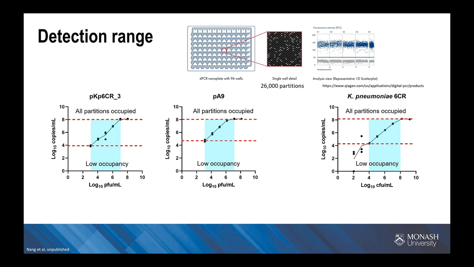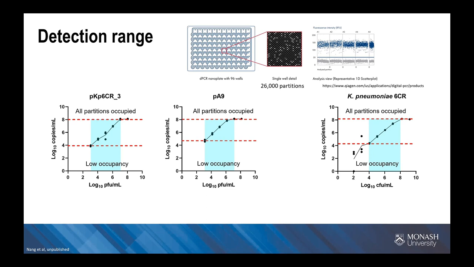And with dPCR, as we load the sample, it will be partitioned into individual tiny chambers. Here, what I'm showing is an example that I use, which has 26,000 individual partitions. And these partitions with and without the amplified products are counted individually for an absolute quantification. With this, it is important to know the detection range for the assay to ensure that our sample is not too diluted or not too much that it will oversaturate the system.